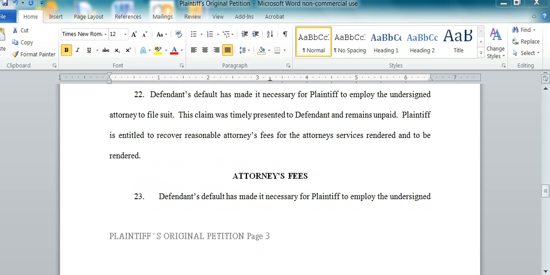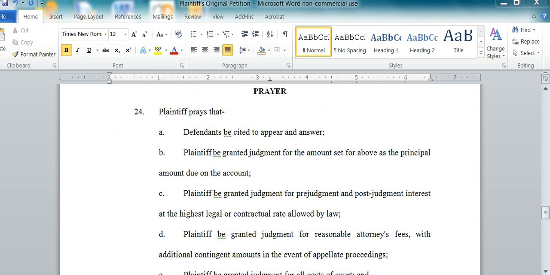I'm running out of time now, so I'm going to wrap it up. Another portion of the petition that you see very commonly is a portion that asks for attorney's fees and court costs. That's what's set out here. Finally, usually the final thing that you see is a prayer for relief where it's all summed up. See you next time.